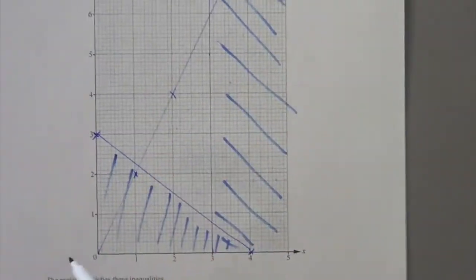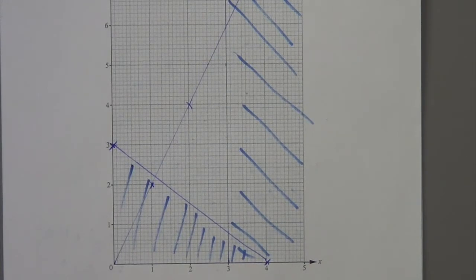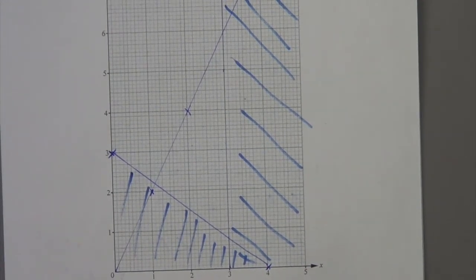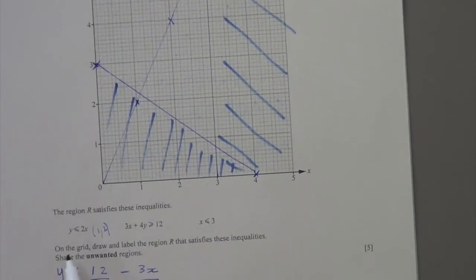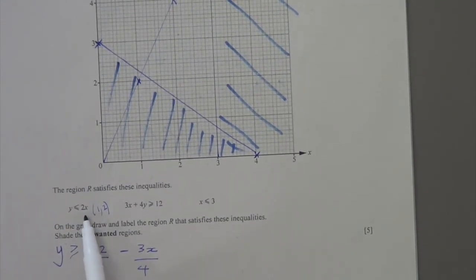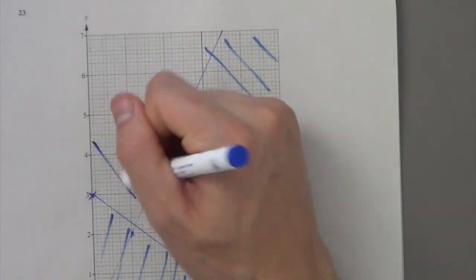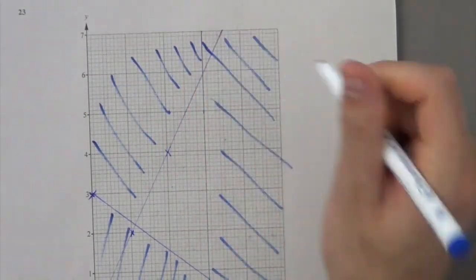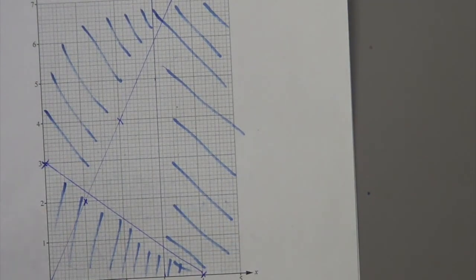Okay. What about this? y equals 2x. Well, sorry, can you see that? y equals 2x. That means y has to be under that line. So here's the line. So it's this bit, this stuff. So the unwanted region is going to be everything on top. And then that's it. That gives you 5 marks. And that's the end of these questions.